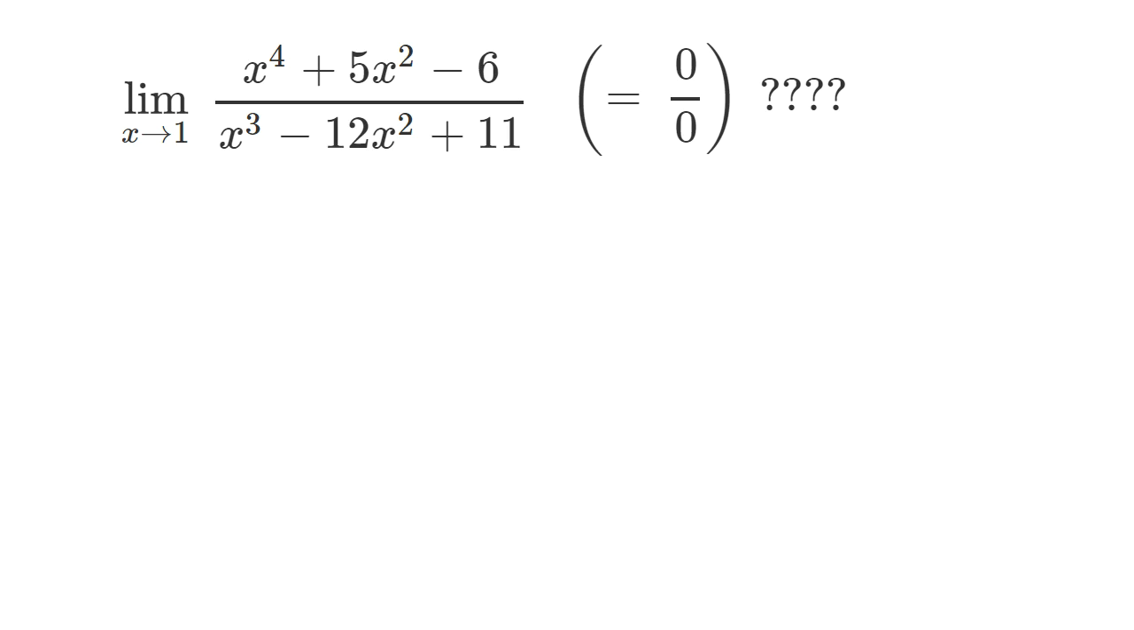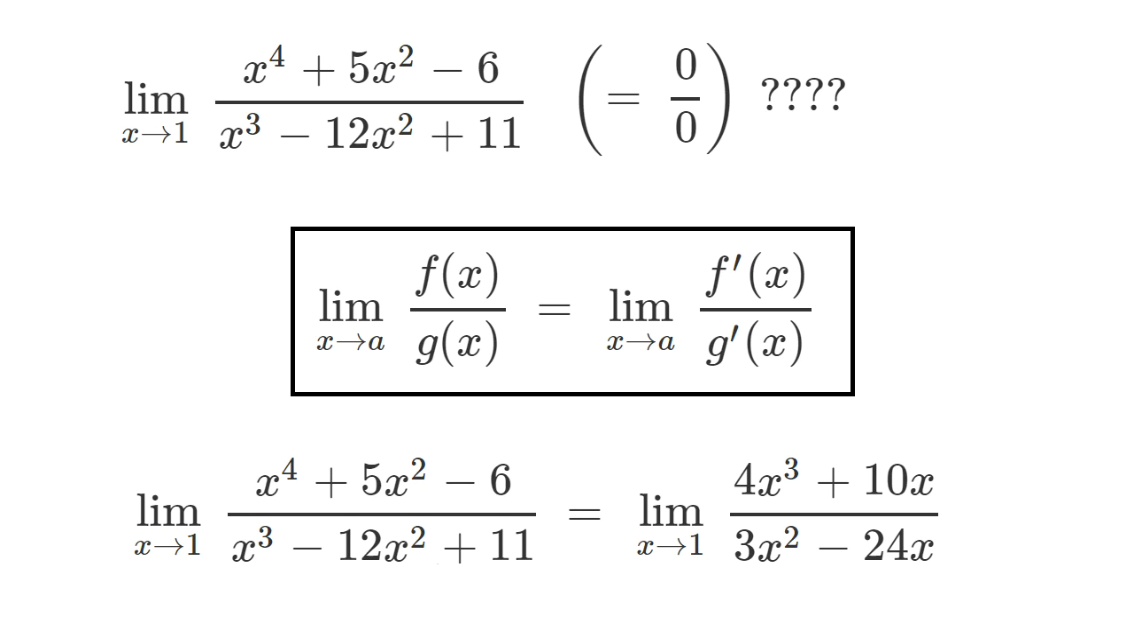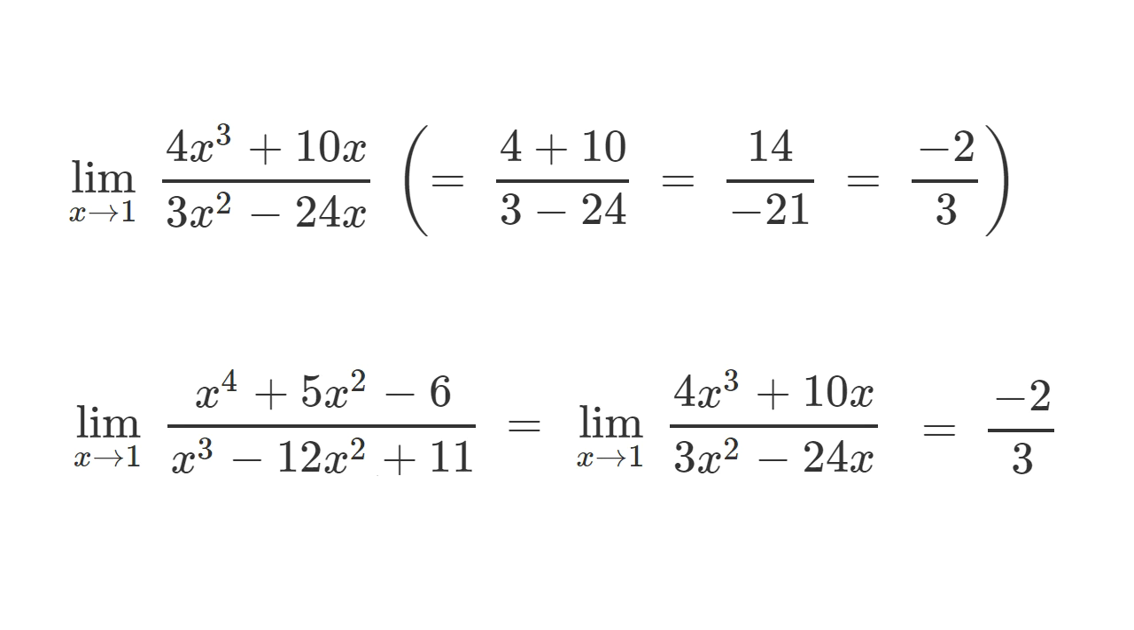So in our previous example involving the quartic function, we may use L'Hopital's rule to find a new set of functions that we can work with. After evaluating these new functions, we find that the limit is negative 2 on 3, and so by extension the limit of the original functions is also negative 2 on 3. It really is that simple.